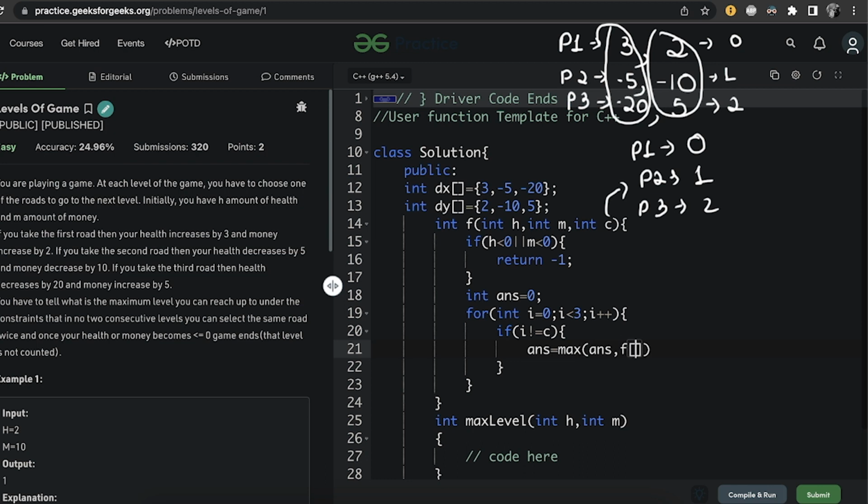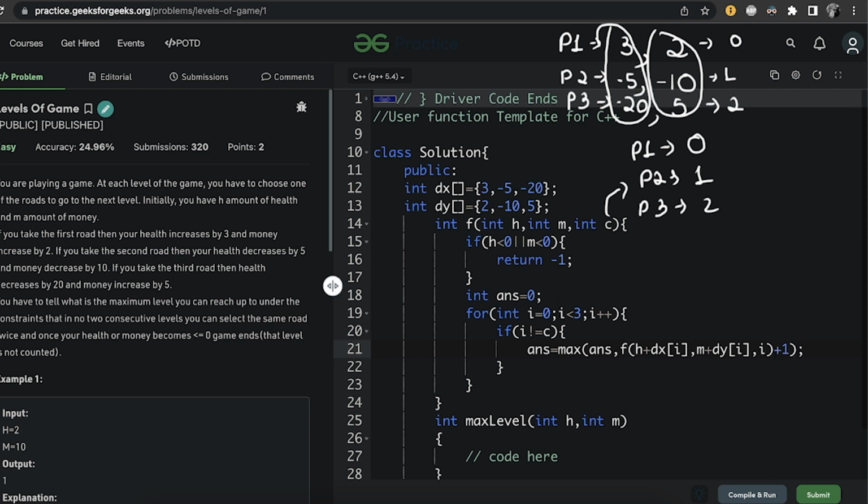And then we would have f of h plus dx of i, and then m plus dy of i. We would have both of them, and then we would have the current path. This is the path: 0 means first path, 1 means second path, this means third path. So if I am currently using i equals 0, that means now my last used path would become i itself, and then we would simply add a value 1.